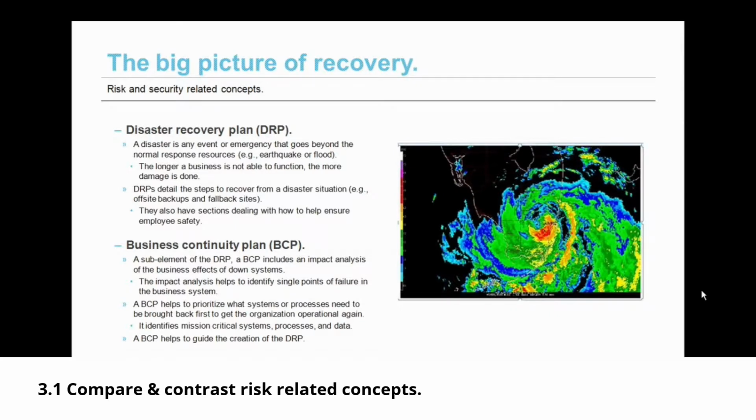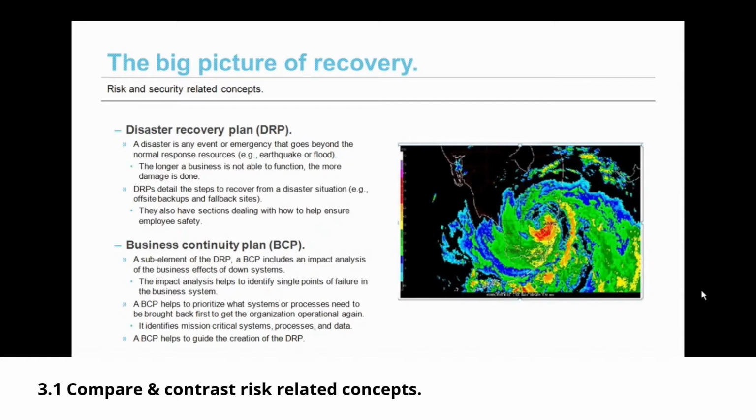A disaster is any event or emergency that goes beyond the normal response resources, as in an earthquake or a flood or a major fire. The longer a business is not able to function, the more damage is done. The Disaster Recovery Plan, or DRP, details the steps to recover from a disaster situation, as in when the off-site backups need to be used or if a fallback site needs to be brought into operation. They also have sections dealing with how to help ensure employee safety.